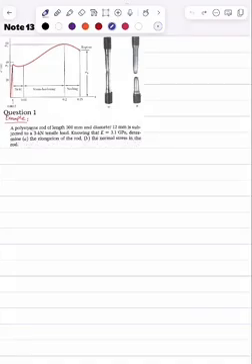Question 1. A polystyrene rod of length 300 mm and diameter 12 mm is subjected to a 3 kN tensile load, knowing that E equals 3.1 GPa. Determine A, the elongation of the rod, and B, the normal stress in the rod.